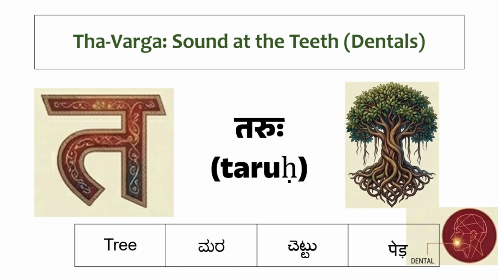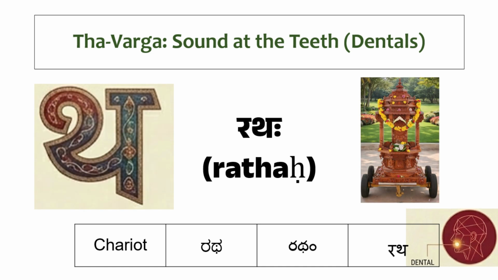Ta, taruhu, which means in English tree. In Kannada mara, in Telugu chettu, in Hindi ped. Tha, rathaha, which means in English chariot. In Kannada ratha, in Telugu ratham, in Hindi ratha.